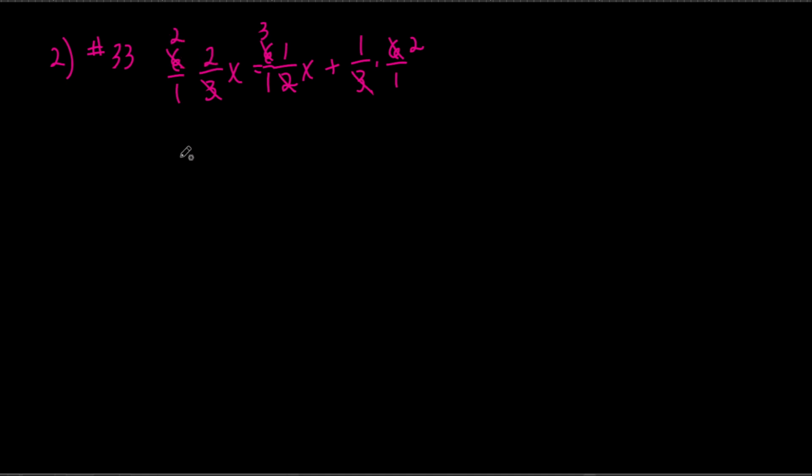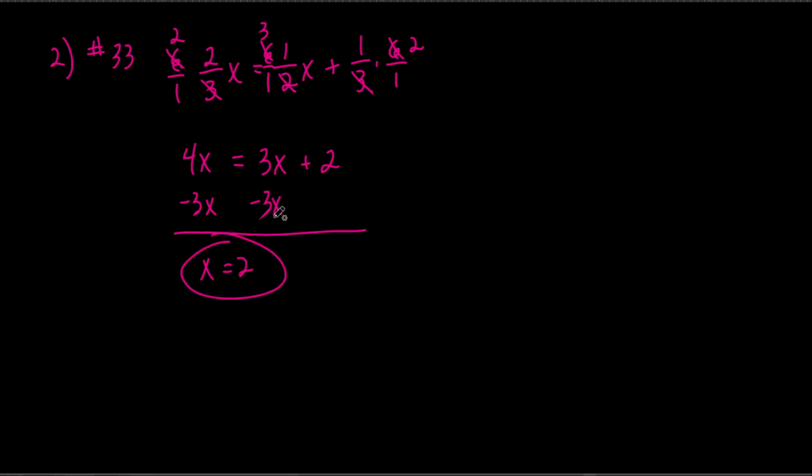I've got 2 times 2, which is 4x, equals, what do I have here? Just a 3x. And then what do I have here? Just a 2. Now that looks way better, doesn't it? Yeah, absolutely. So I subtract 3x from both sides. Probably do that part in your head. x equals 2. Circle it, and that should be good. All right, so that's number 33.